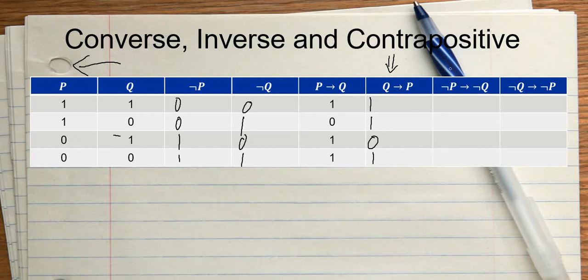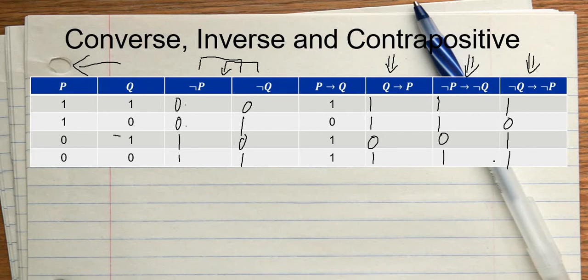For the inverse, we will look at this one here. False implies false, we know that is true. False implies true is also true. True implies false is false. And true implies true is true. And lastly, for our contrapositive, we will go that way. False implies false is true. True implies false is false. False implies true is true. And true implies true is true.